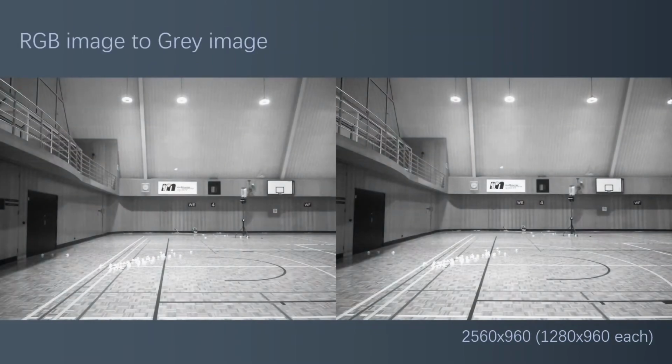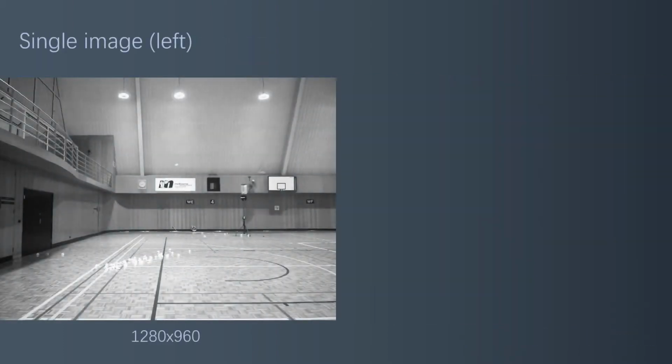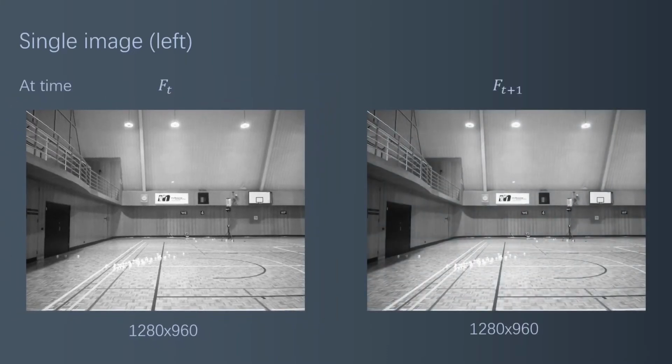We first convert these RGB images to gray images. The images from either lens are processed independently at the first stage. Let's focus on the left images. In order to detect the moving object, which is the shuttlecock, we need two frames consecutive in time, FT and FT plus 1. Here we used a famous approach to detecting moving objects, which is called background subtraction.